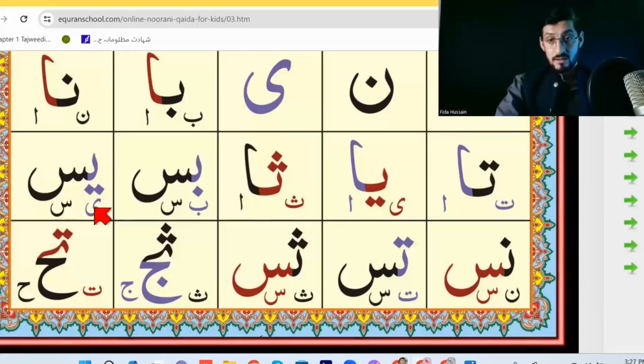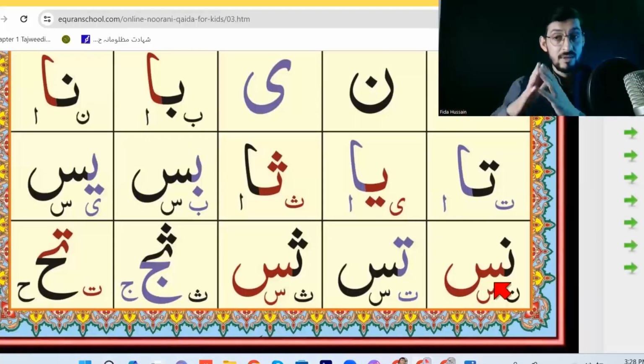Yes, about ya. Most people get confused because there are 2 dots. Okay, whenever ya connects with any letter, it always has 2 dots. This is a rule. So 2 dots and ya. Yasin. Noon, seen, why? 1 dot on the top. So some kids read it like za and sin.